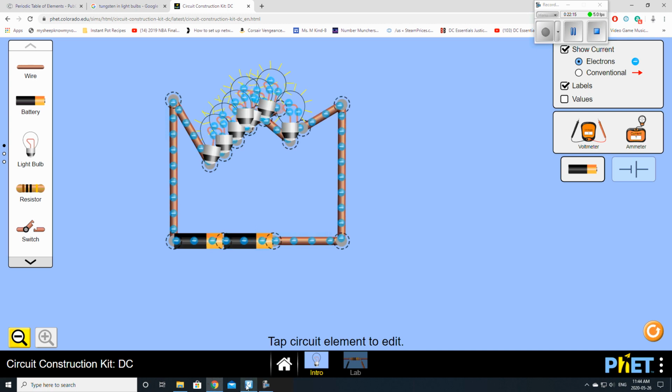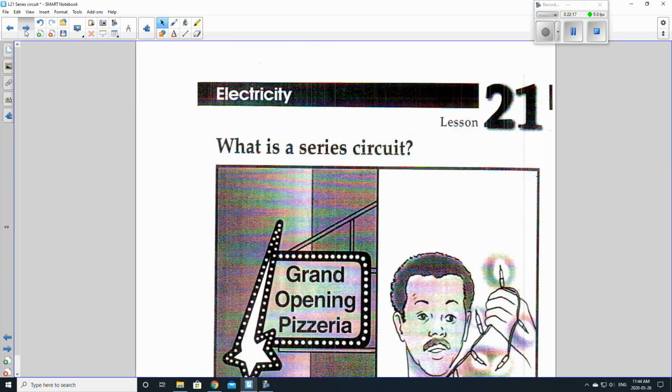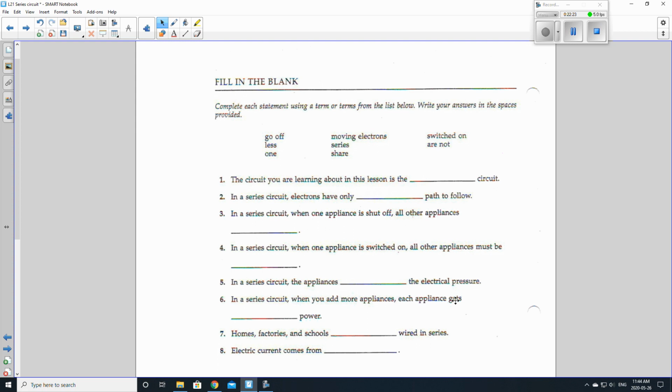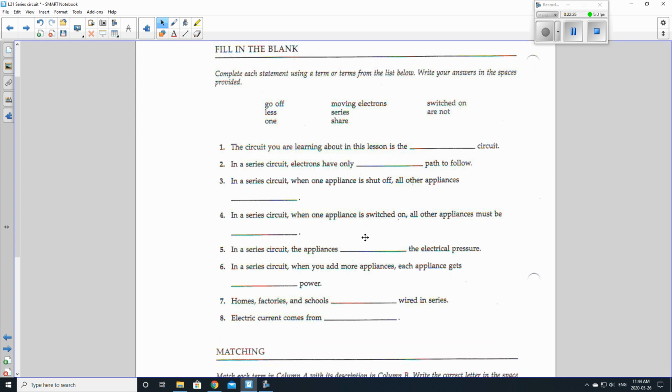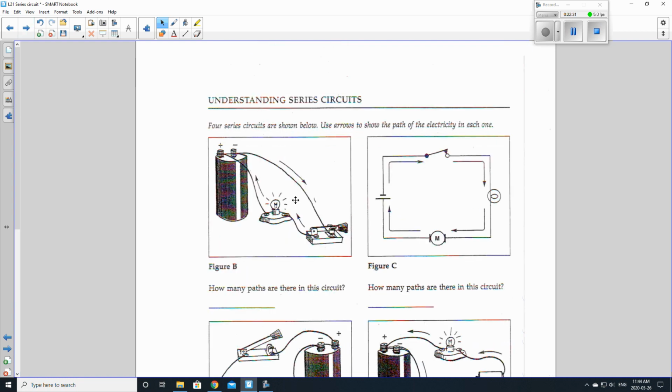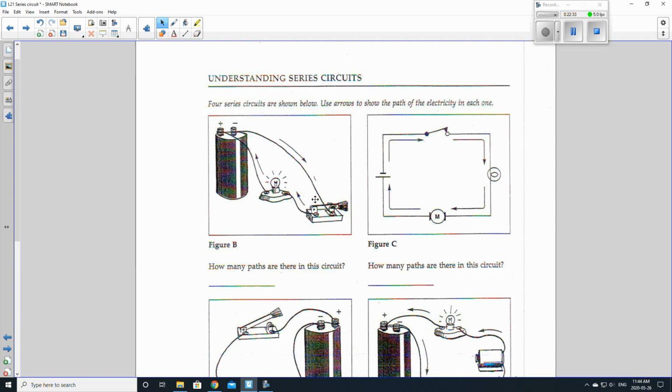Okay, so let me just go back to here now. Okay, so please, if you would like, you can practice these questions either on paper or you could also practice them online on the quizzes assignment. Okay, and here we go. Let's just finish off this one. Okay, so let's just take a look here. How many paths are on this circuit? Okay, let's check it out.